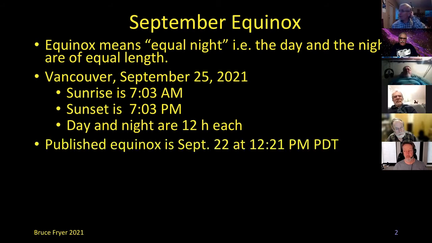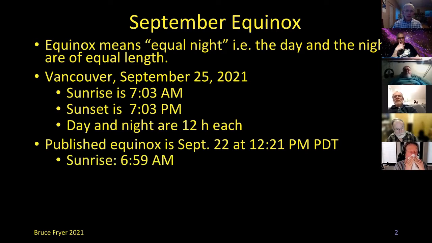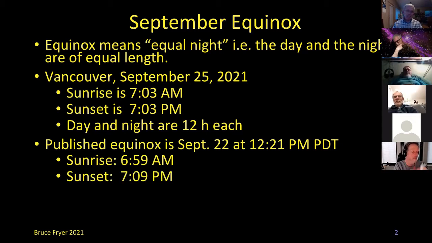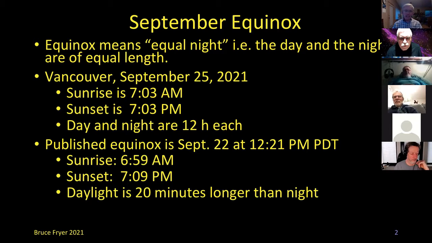However, if you take a look at the equinox, the published equinox is September the 22nd at 12:21 p.m. Pacific Daylight Time. And on that day, the sunrise is at 6:59, sunset is at 7:09. If you add that all up, the daylight is 20 minutes longer than night. So it's not an equal night.